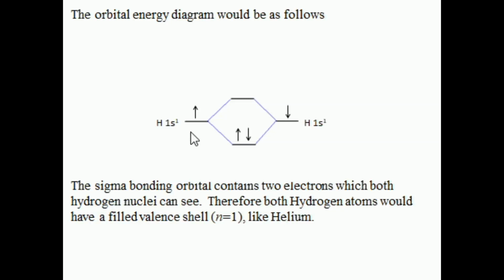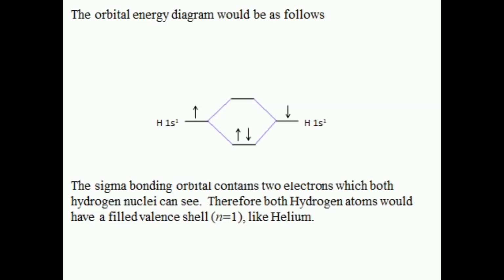Here we've got the hydrogen 1s at a given energy, and the second hydrogen also has a single electron in the 1s. Now when they come together, the electrons are going to be of opposite spins. They can add to form the sigma bond, and the two electrons go in there, and they also subtract to form an antibond that is empty.